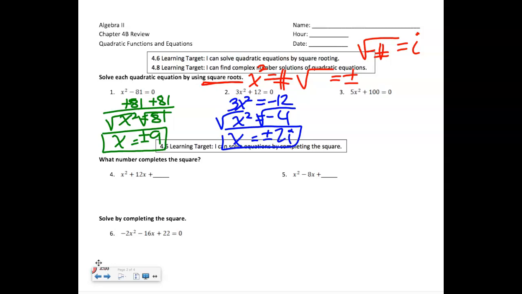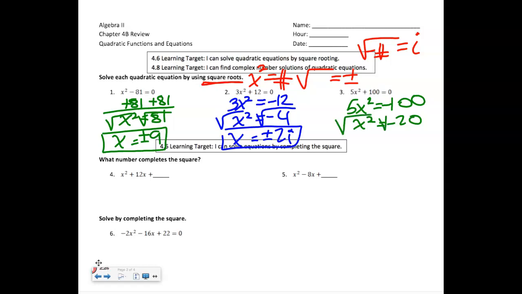All right, our last one is our most challenging one in this section. Step 1, we're going to minus 100. So now I have 5x squared equals negative 100. Divide by 5. So I'm going to have x squared equals negative 20. And our last step, square root.